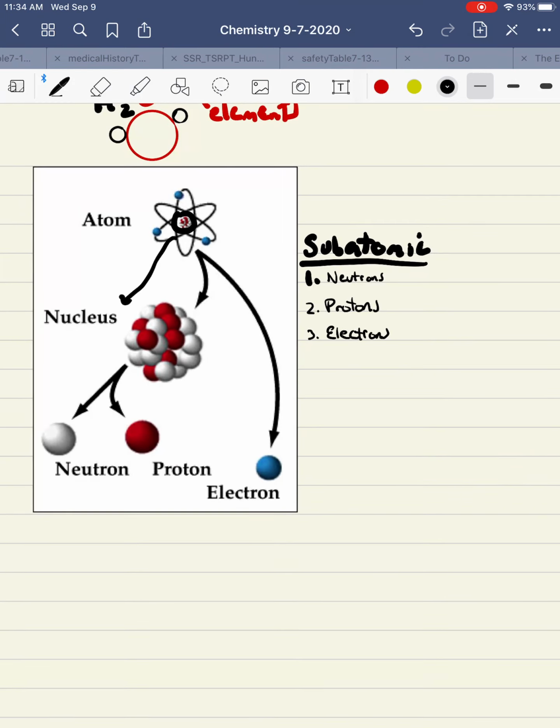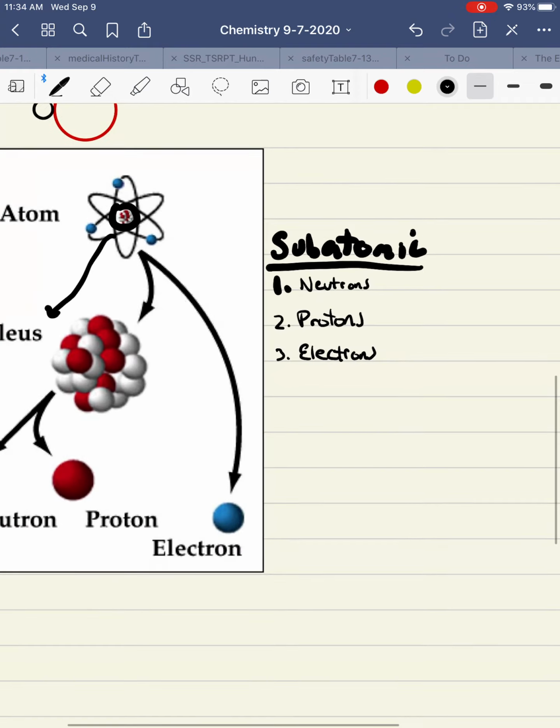And if you think about the charge on them, the name tells you a lot about the charge. Neutrons are neutral. So if your friend is neutral, he or she is not taking any sides. So that's a 0 charge. Protons are positively charged. And electrons are negatively charged. You do need to know this.